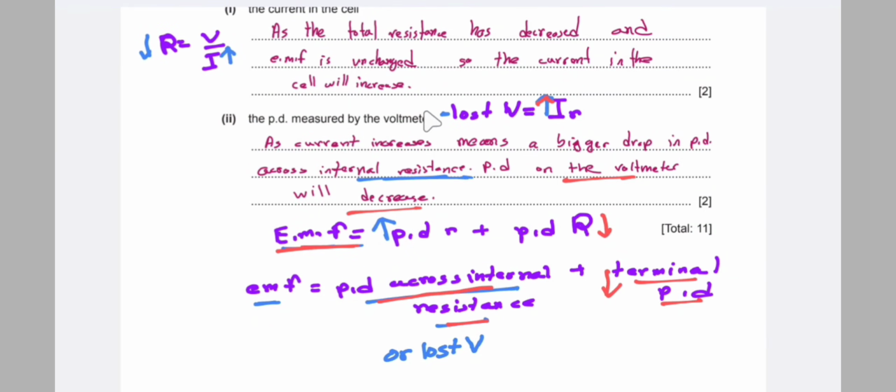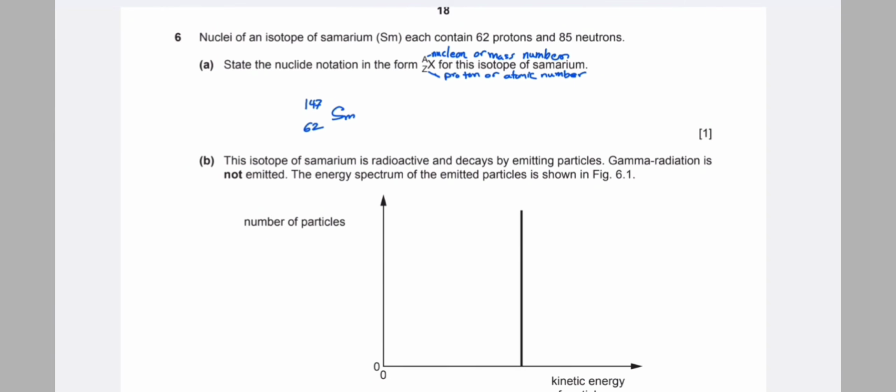You also have to remember the steps of this question because this is an important question. That is, if the current increases, then the lost volt increases, and as lost volt increases, the potential difference across the external resistors decreases.